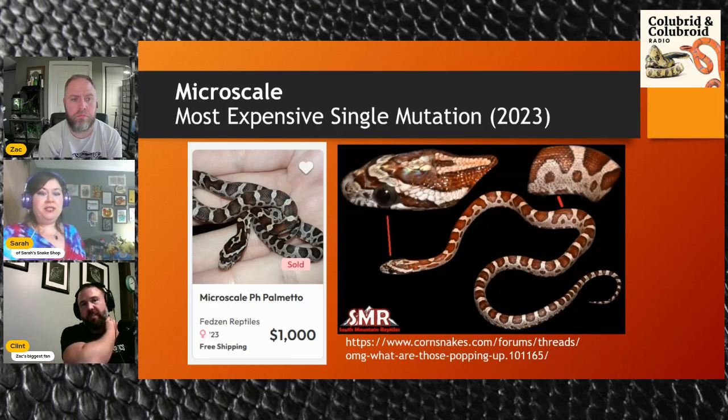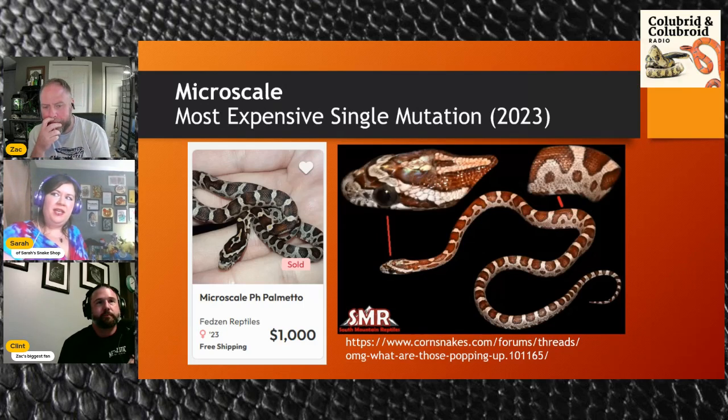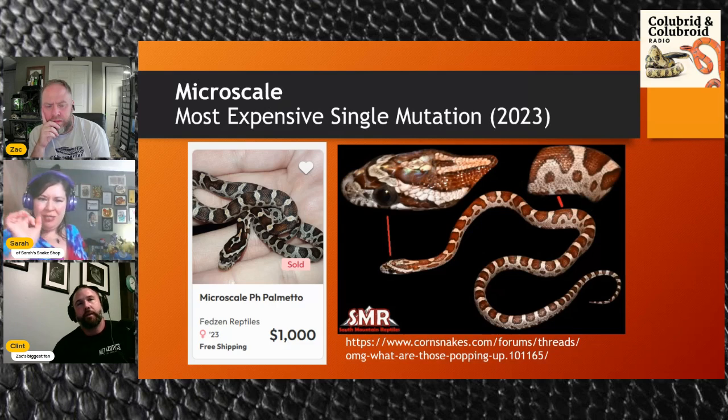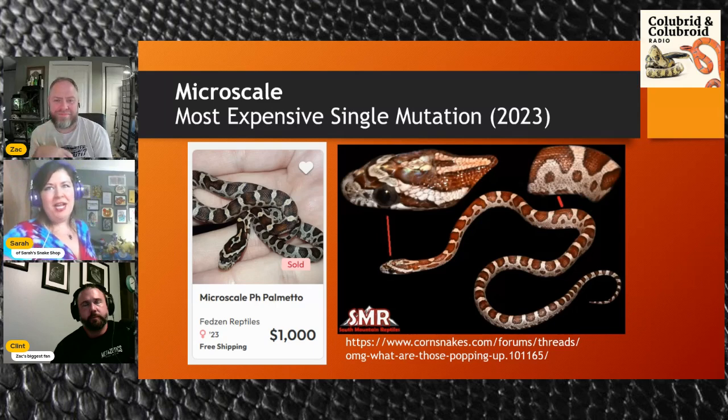So if you breed microscale to Scaleless, you get what we call microscaleless, which is more busily scaled than a Scaleless and not quite as busily scaled as a microscale. But they have those little tiny bead scales, itty bitty bead scales. I have one microscale, and I named him Velthru after Barbara Velthusen. I don't know if I'm saying her name right, and I apologize if I am butchering it, but I did name my snake after her. He's just the coolest little guy.